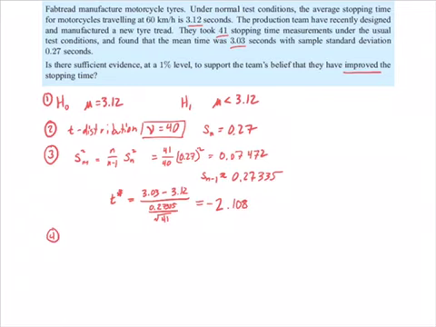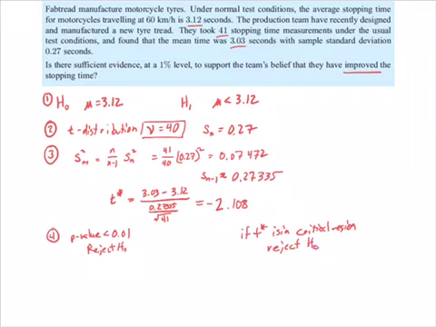So in step 4, we set our rule for the decision. If the p-value is less than 0.01, then we can reject the null hypothesis. Or you can look at the critical value, and if the t-statistic is in the critical region, then we can reject the null hypothesis. Again, we're looking for things that are way outside on those tails, to mean that they are statistically unlikely. Still possible, but unlikely.